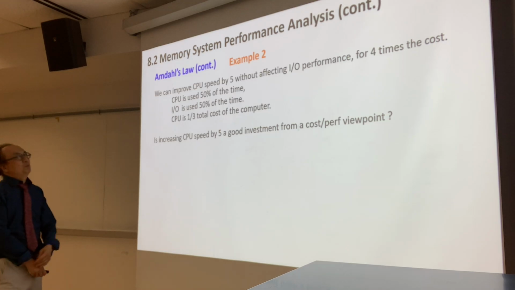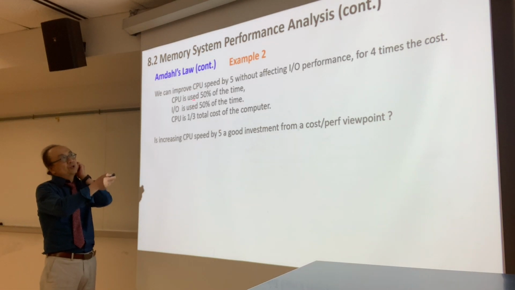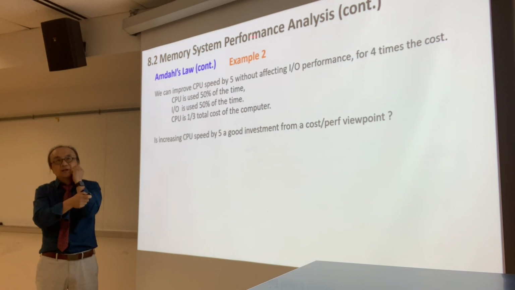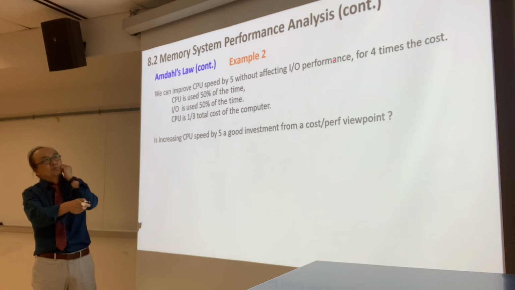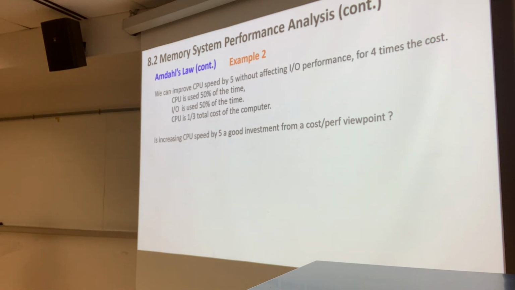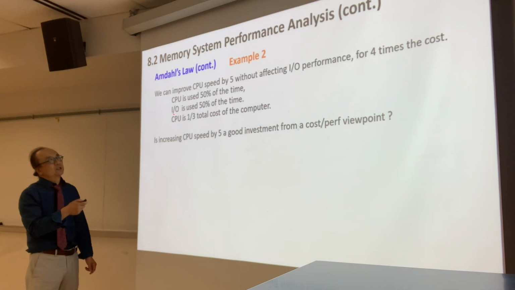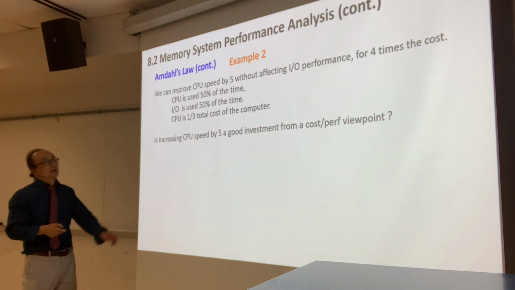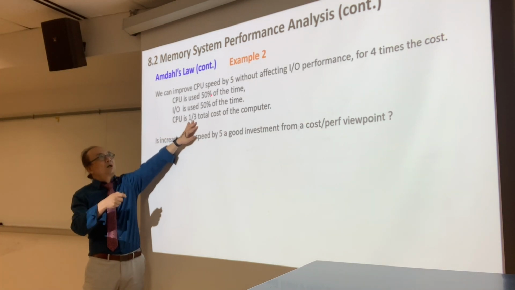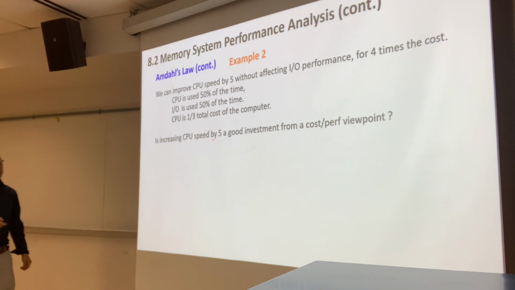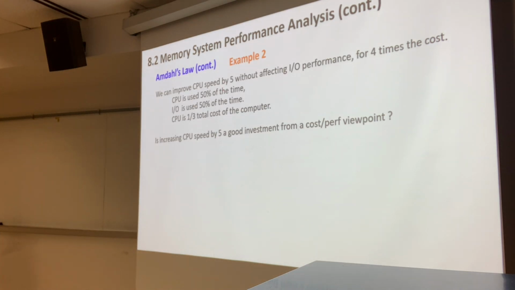This time it's a little bit more complicated. We can improve the CPU, and the CPU is only used 50% of the time. We can make it 5 times faster without affecting I/O performance, and it costs 4 times as much. The CPU is used 50% of the time. The input-output portion is used for 50% of the time. And the CPU is 1/3 of the total cost of the computer. The question is, is increasing CPU speed by 5 a good investment from the cost versus performance viewpoint?